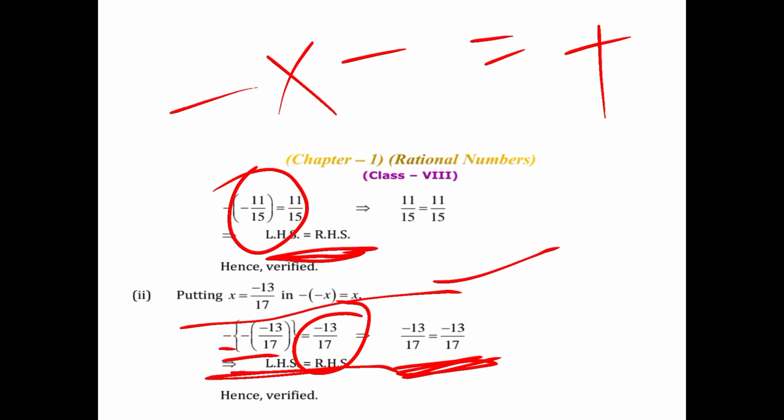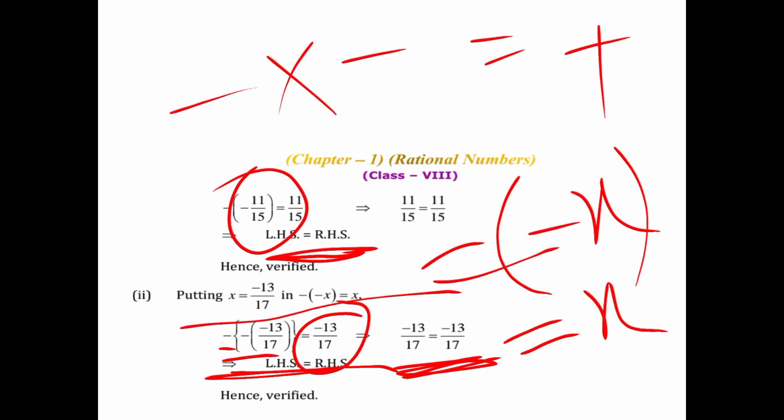So we can conclude that minus (minus x) is always equal to x, because minus when multiplied with another minus gives us this plus sign, be it a rational number, whole number, or an integer.